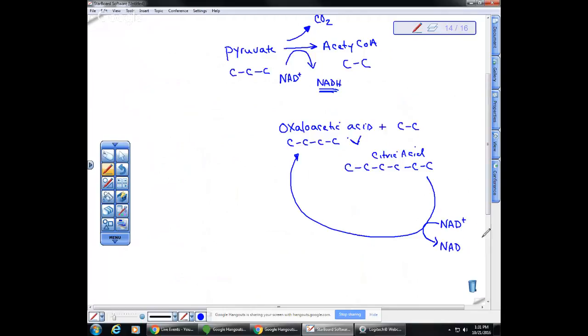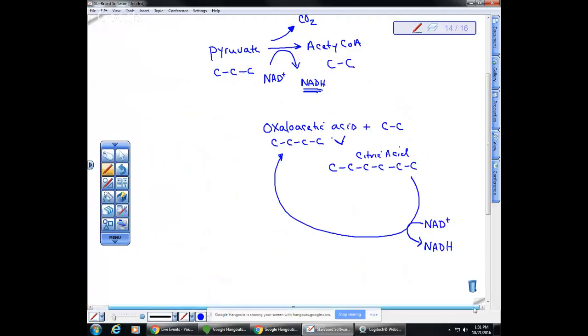And this actually occurs 3 times. So I'm going to put times 3. So in the cycle, that happens 3 times. We can also release CO2. So this actually happens 2 times in the cycle. And so you have to think of this as just a series of conversions that are catalyzed by chemical enzymes.